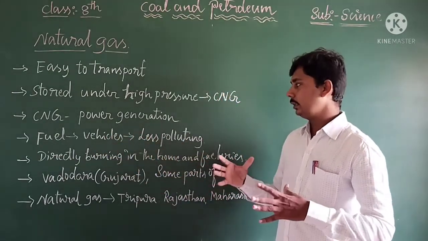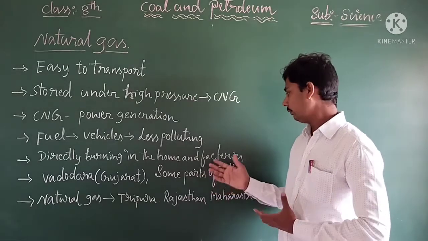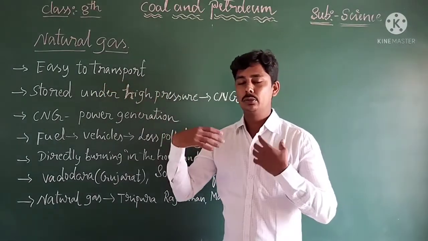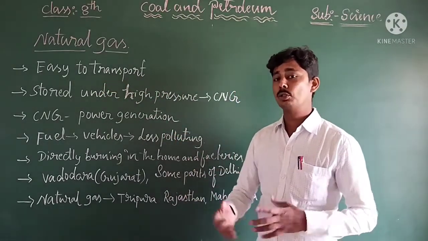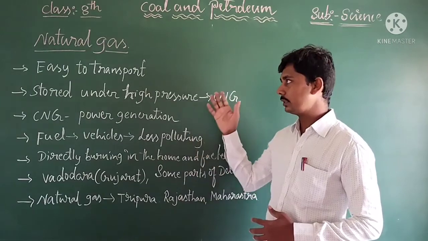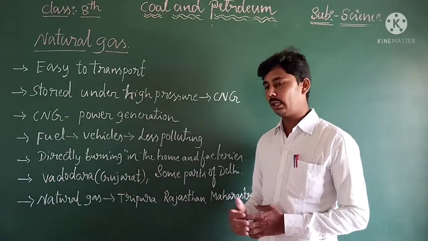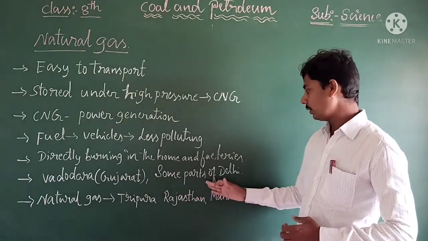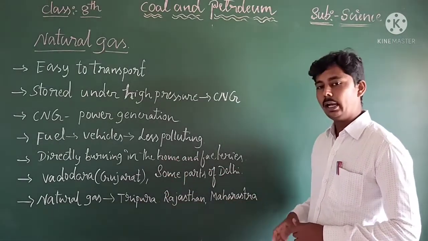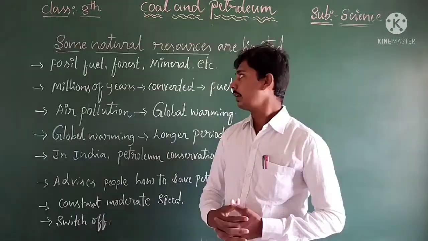And these fuels, CNG or natural gas, are directly burned in homes and factories, because, as I already told, it is easy to transport from one place to another through pipes. Many compressed natural gas points are found in Vadodara in Gujarat state and some parts of Delhi, and natural gas is found in Tripura, Rajasthan and Maharashtra. These are the places where we can see natural gas points.